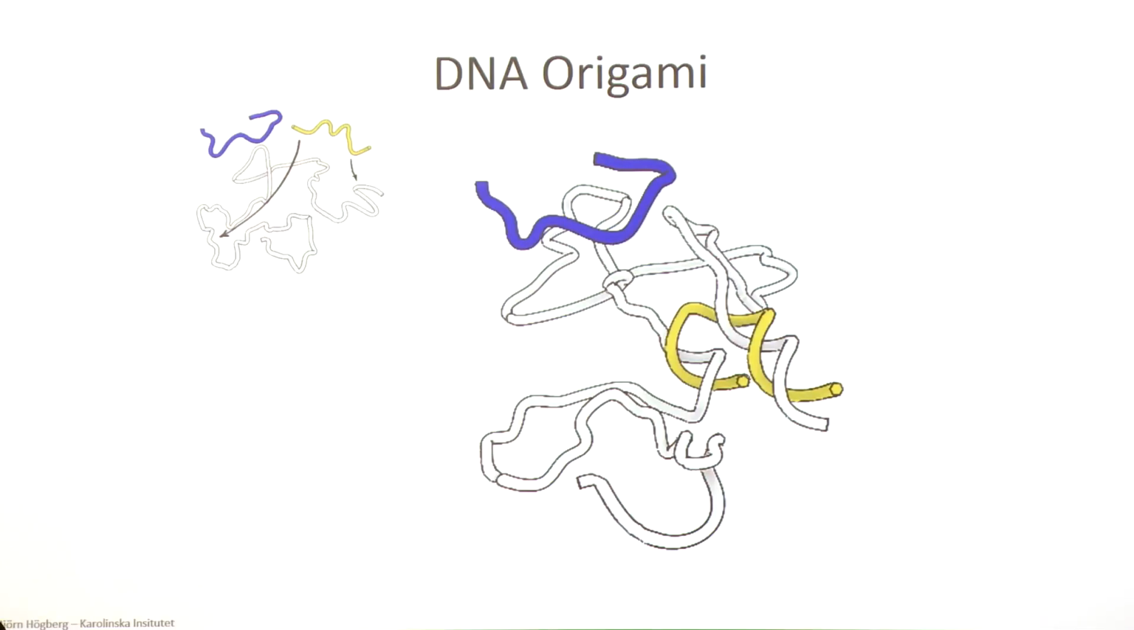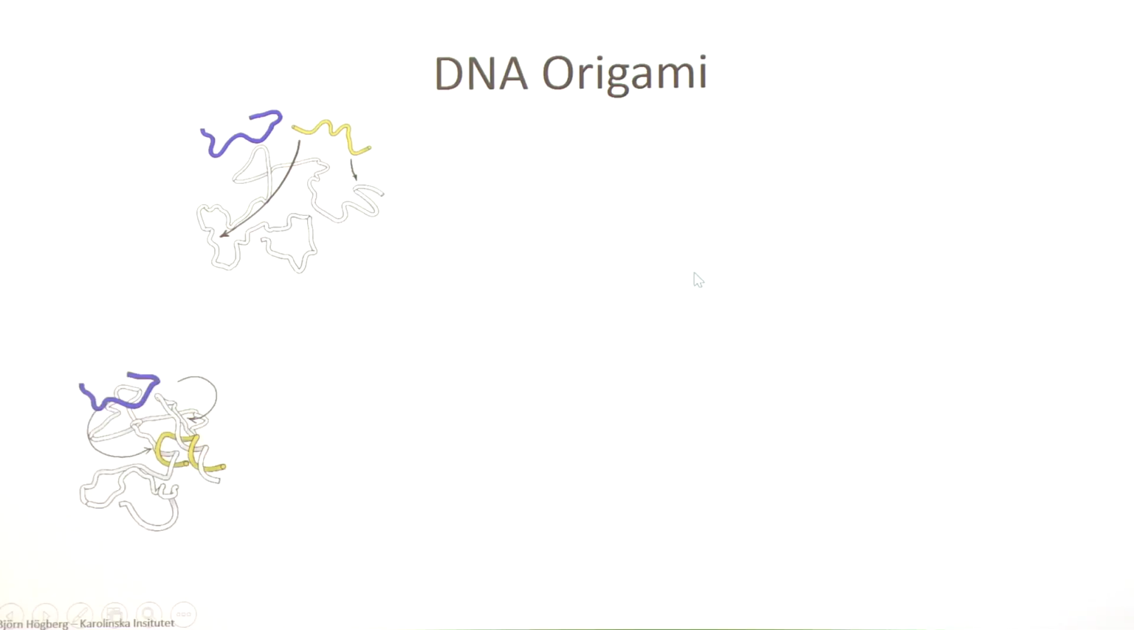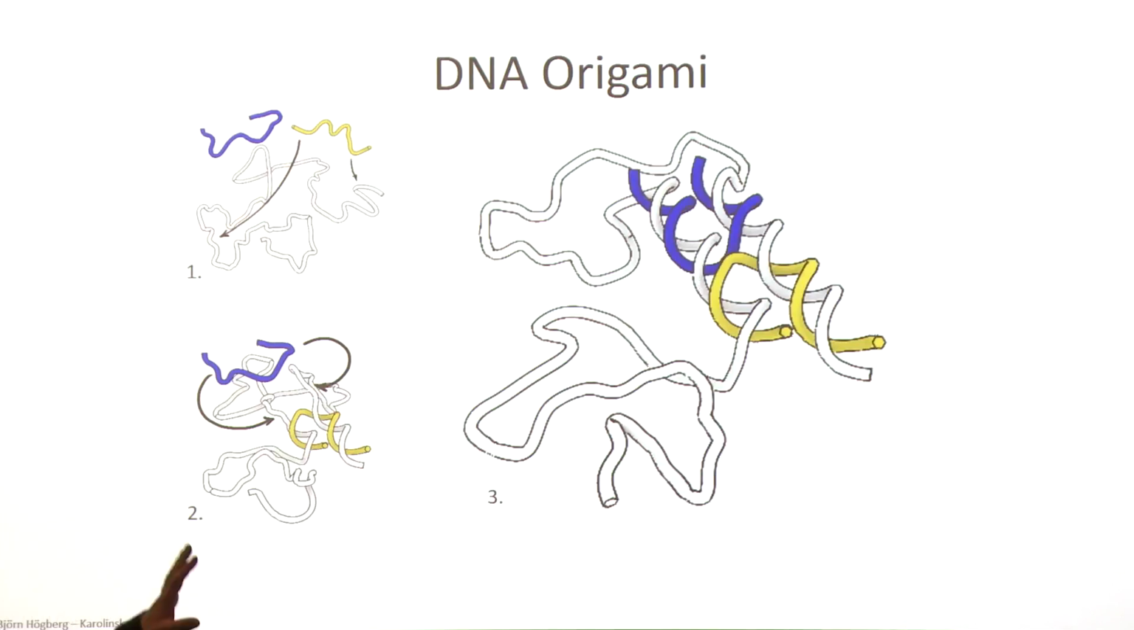And let's further assume that we designed the blue one exactly in the same way. We know the sequence of this long one, so we can just design this blue one to bind here, and this will also do that. And then it would start to build up a nanostructure made out of DNA.